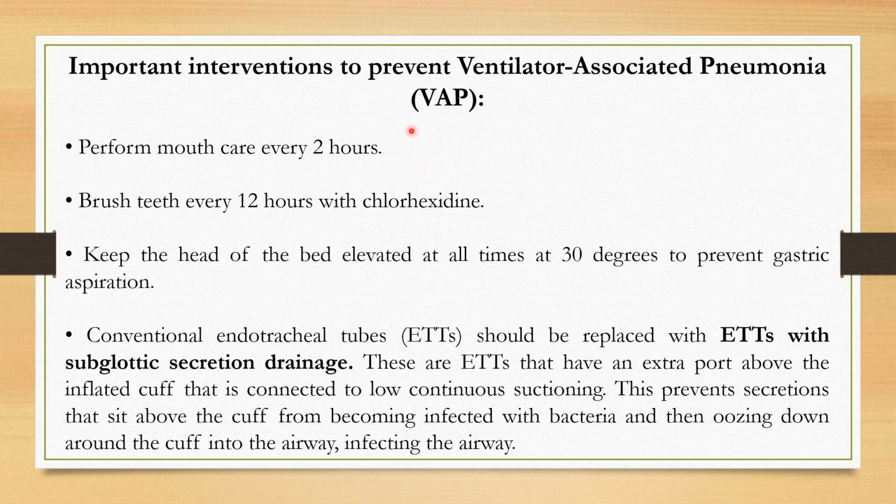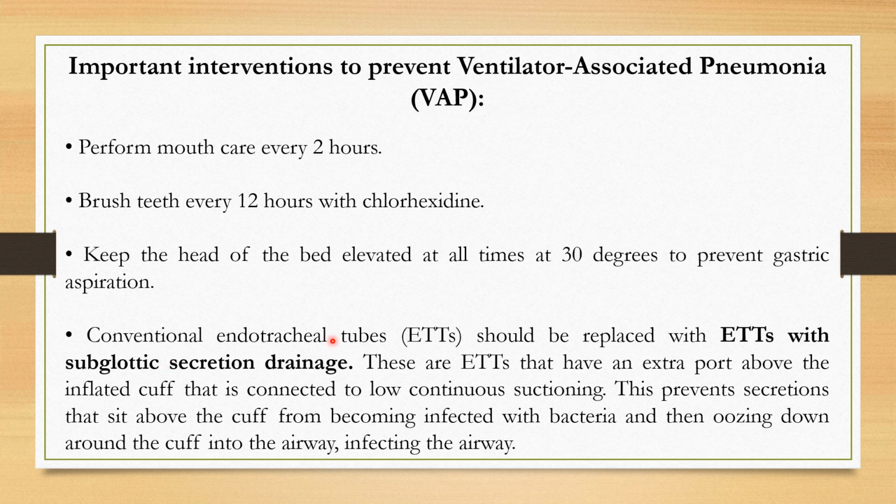Important interventions to prevent ventilator-associated pneumonia, or VAP, are: perform mouth care every 2 hours, brush teeth every 12 hours with chlorhexidine, and keep the head of the bed elevated at all times at 30 degrees to prevent gastric aspiration.